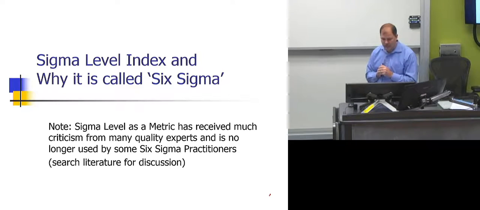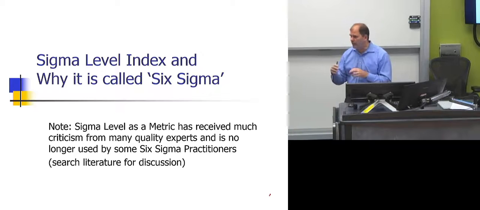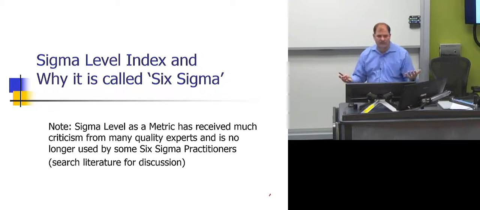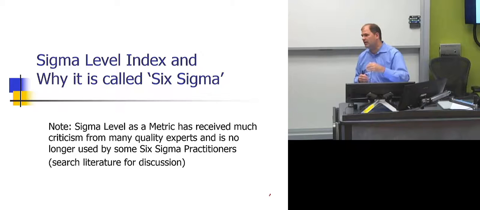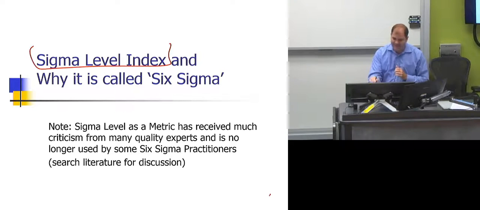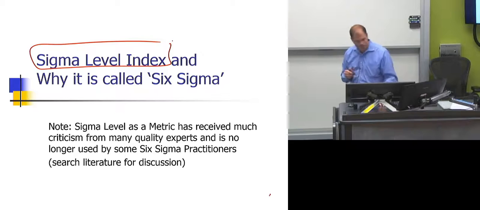What's actually kind of interesting is that although we call this 6 sigma or lean 6 sigma, and people talk about the sigma level index as the metric, over time many people have stopped using the sigma level index as a metric, and I'll explain why, and they still use all the tools and methods. So there is not necessarily a widespread adoption of converting everything into what's known as the sigma level index.